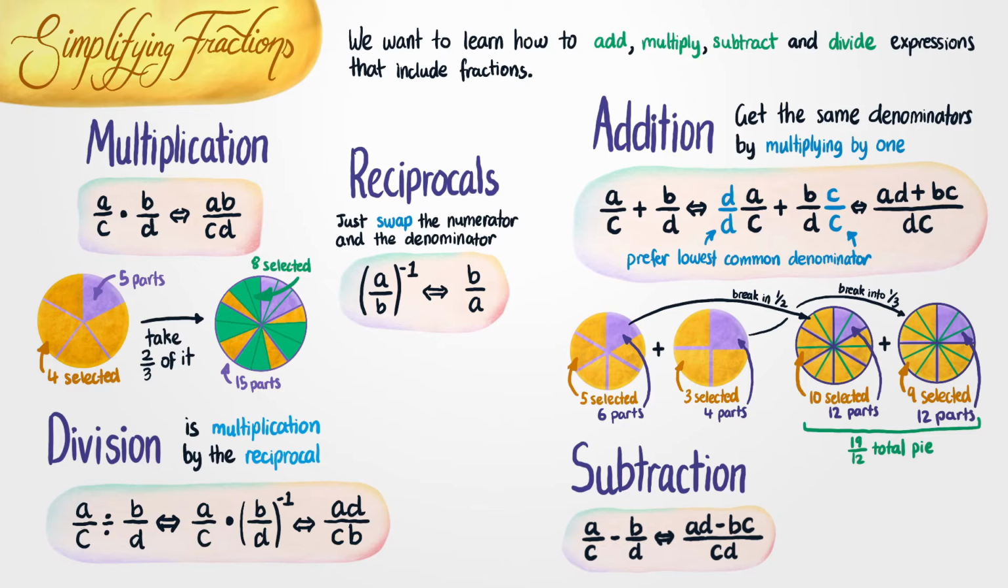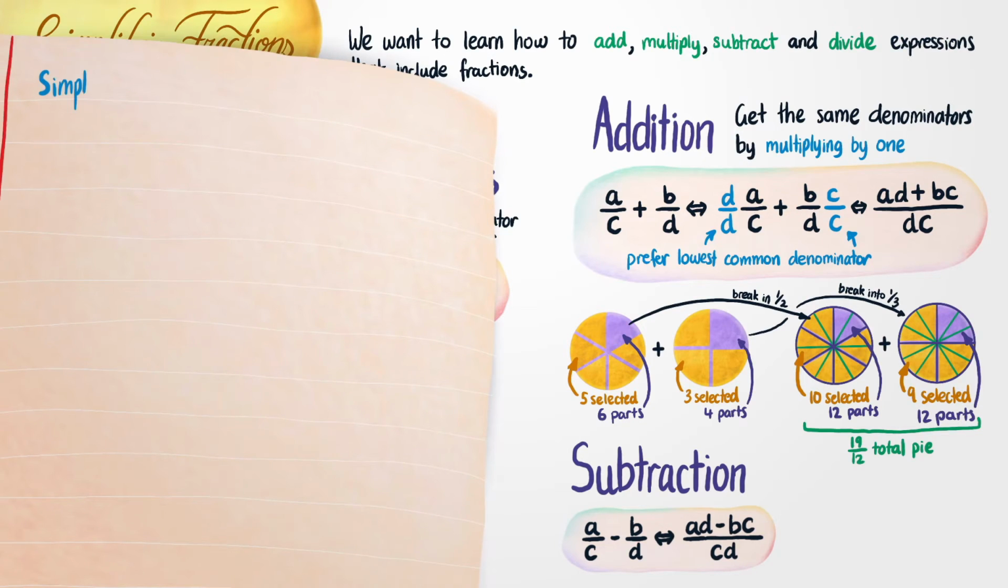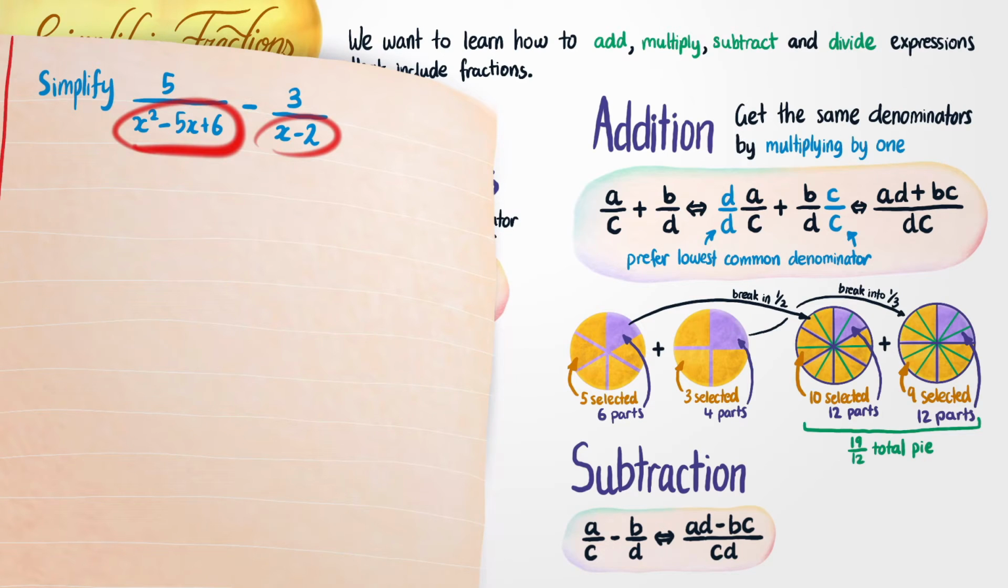Okay, so I guess the only thing left to do is to show you an example. So let's put up an example and work through it together. Okay, so for this problem, we want to work out how to simplify 5 on x squared minus 5x plus 6 minus 3 on x minus 2. Okay, so the first step to do this is to just find the lowest common denominator of these two.